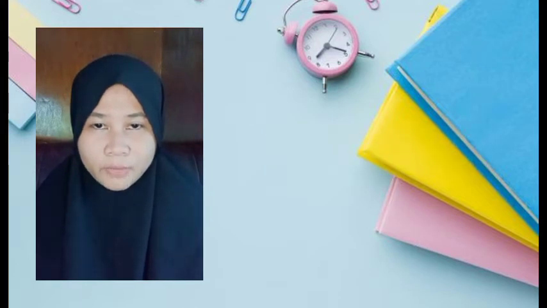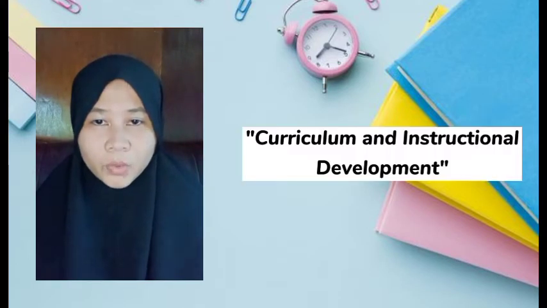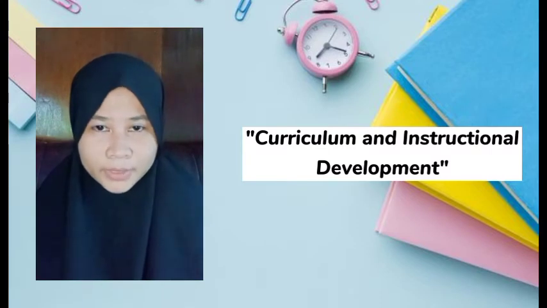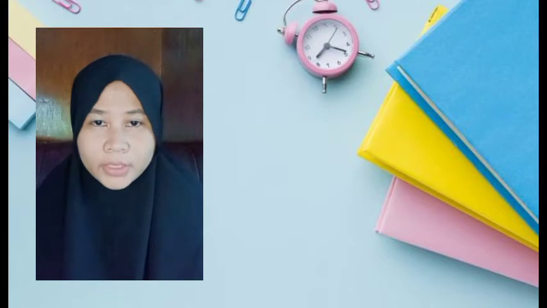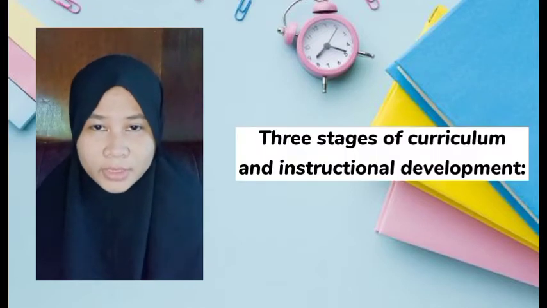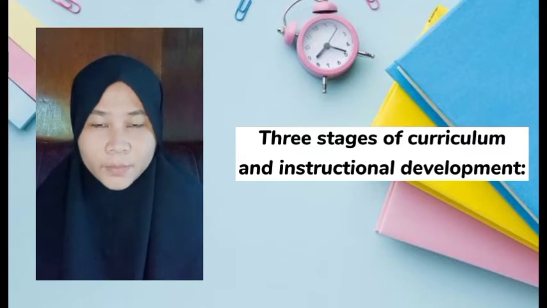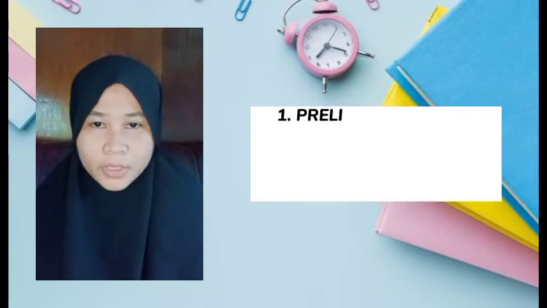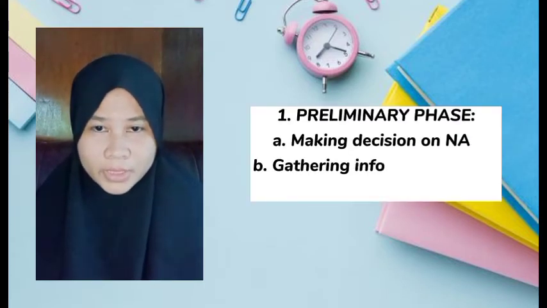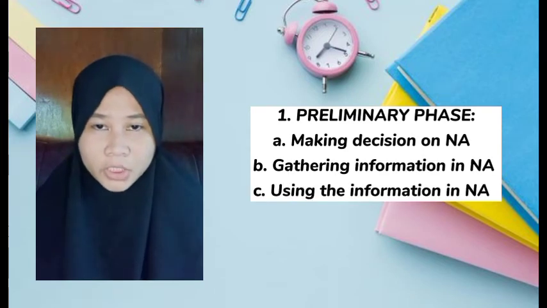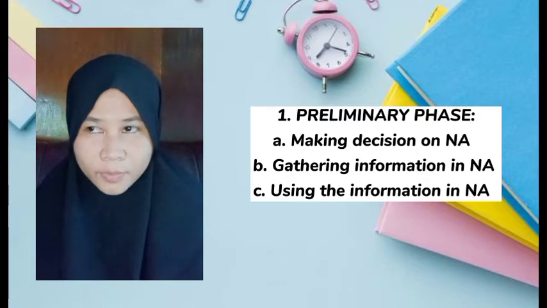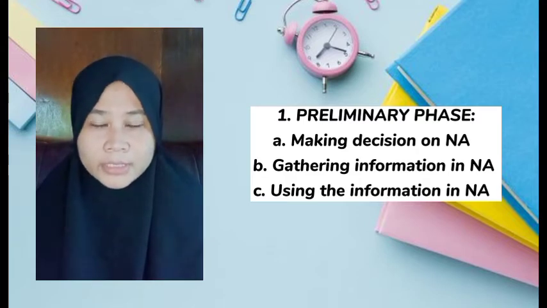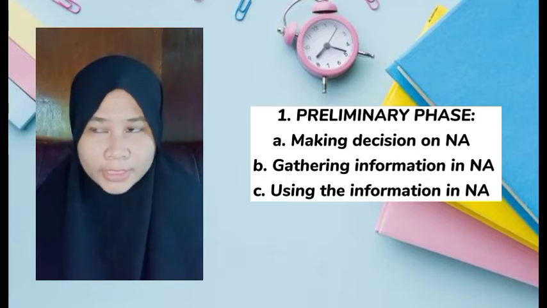Here, I'll explain about curriculum and instructional development. In this opportunity, I'll explain 3 stages about curriculum and instructional development. The first is preliminary phase, consists of making decision on need analysis. The second is gathering information in need analysis. The third is using the information in need analysis.